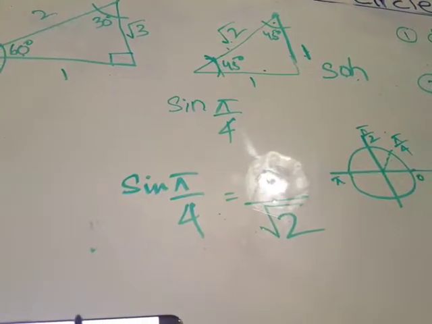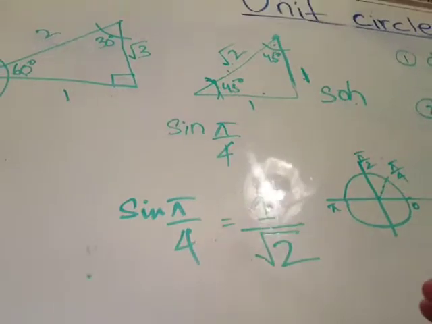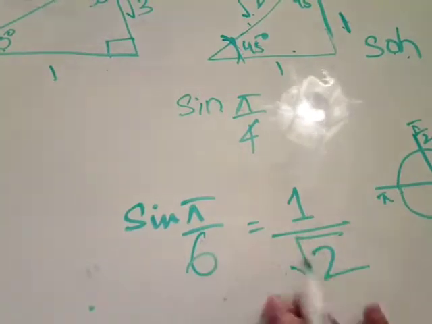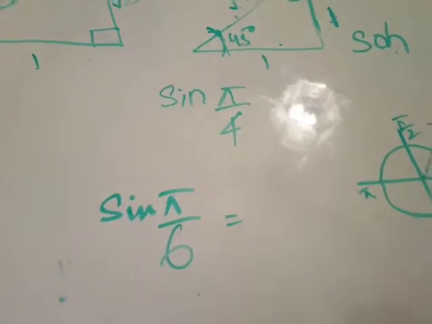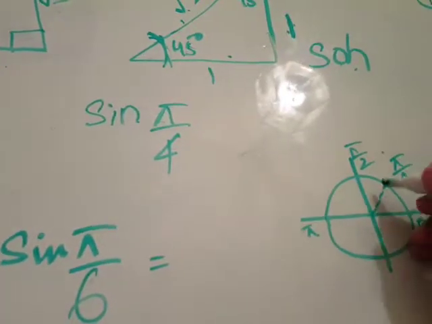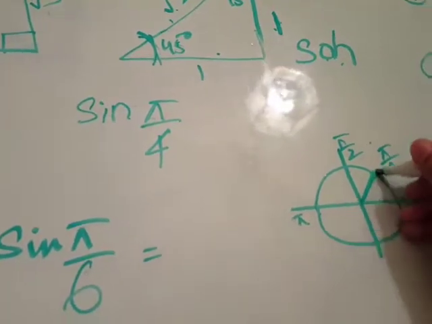So let's calculate a few more questions. For example, they ask you to calculate the value for pi over 6. First, very important thing, you need to check in which quadrant it's lying. Since it was lying in the first quadrant.